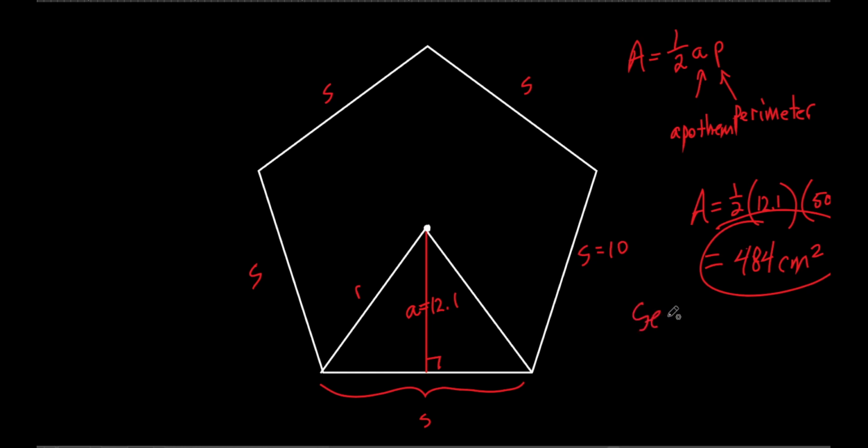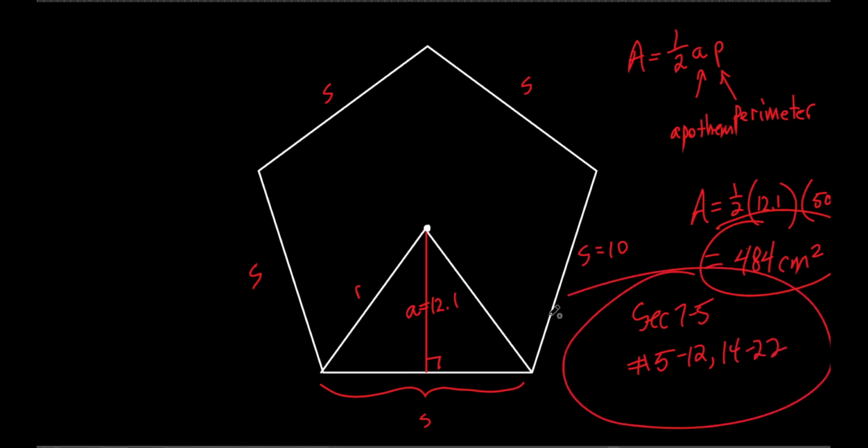So, section 7.5, and it's numbers 5 to 12 and 14 to 22. There's no B to this. Okay? There it is right there. Make sure you watch the video to watch that third example. That third example is really important.